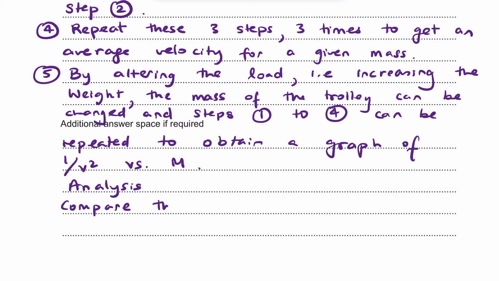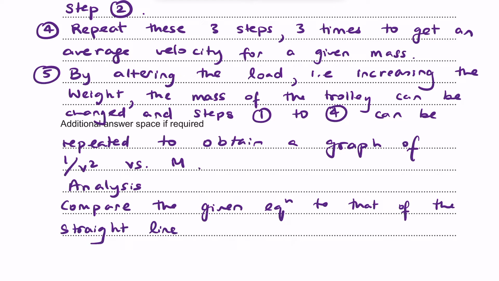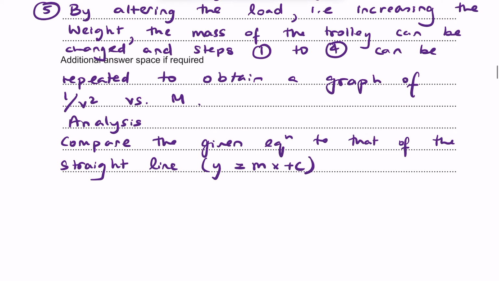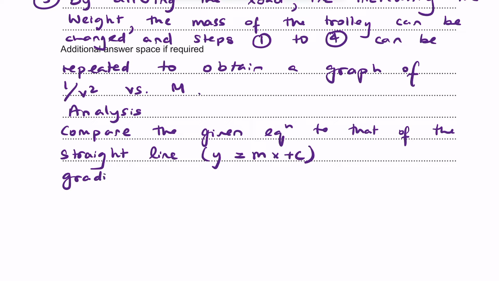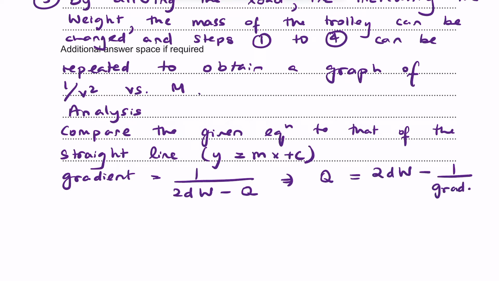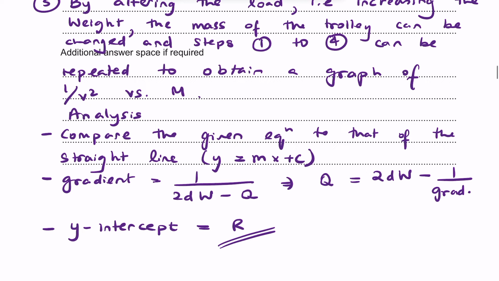Compare the given equation to that of the straight line, y equals mx plus c. We can say that the gradient is equal to 1 over 2dw minus q, and therefore q can be calculated as 2dw minus 1 over the gradient. And as I said earlier, the value of the y-intercept is the value of r. Okay, y-intercept is equal to r. So that's that for question number 2.